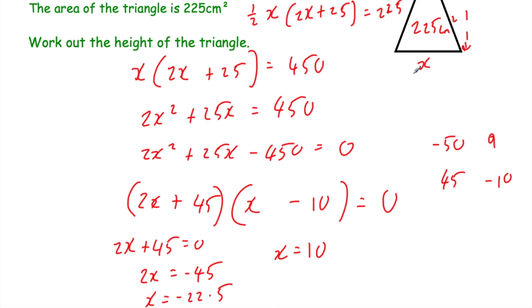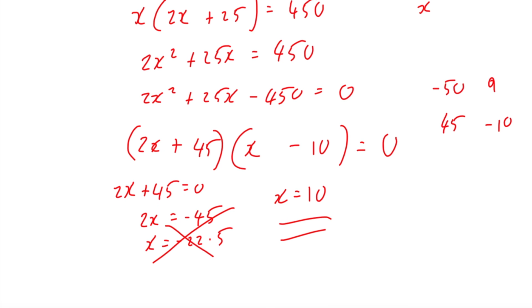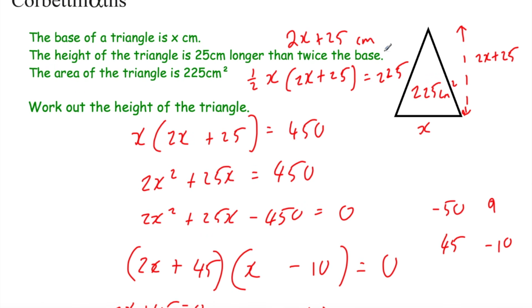Now remember that x was the base of the triangle, so it can't actually be equal to minus 22.5. So that means that x would have to be equal to 10. Now the question actually asks us to find the height of the triangle, and the height of the triangle is 2x plus 25, so we're going to substitute in 10 into there.